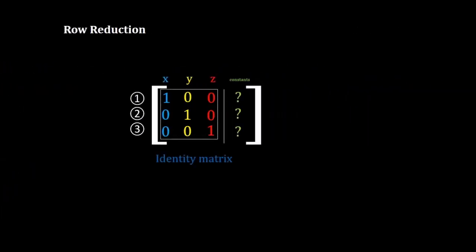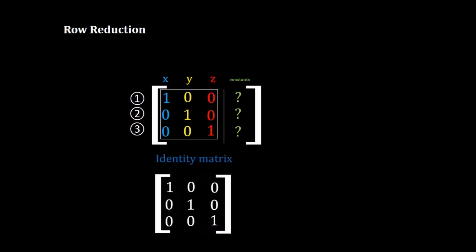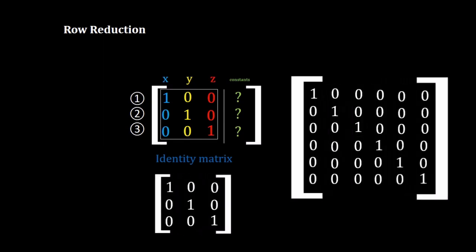This inner 3x3 matrix is called an identity matrix. An identity matrix is any matrix with equal rows and equal columns, also known as a square matrix, that has a diagonal from the top left to the bottom right with ones, and everything else is zero.